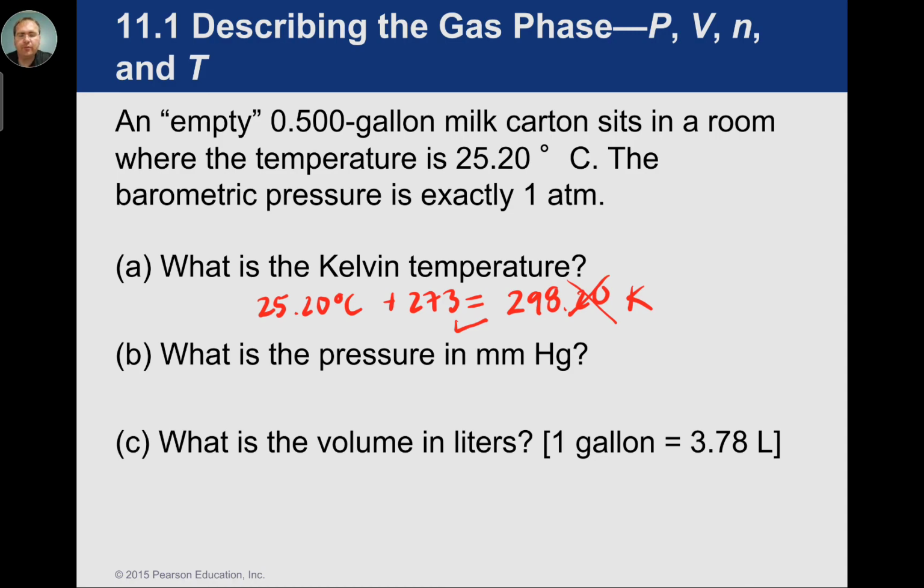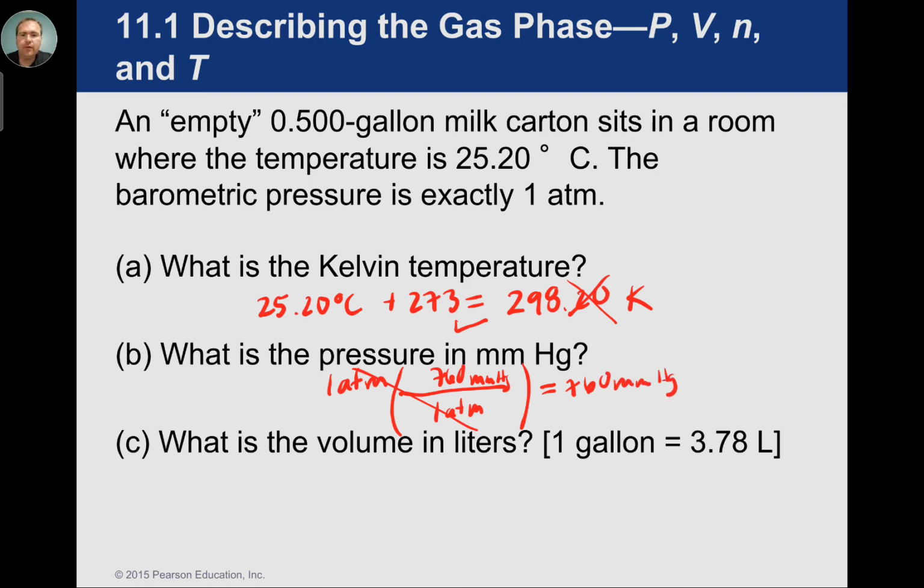What is the pressure in millimeters of mercury? Well, if we have 1 atmosphere, you would go to that previous slide and see that in 1 atmosphere, there's 760 millimeters of mercury. And then those cancel. So it's just 760 millimeters of mercury.